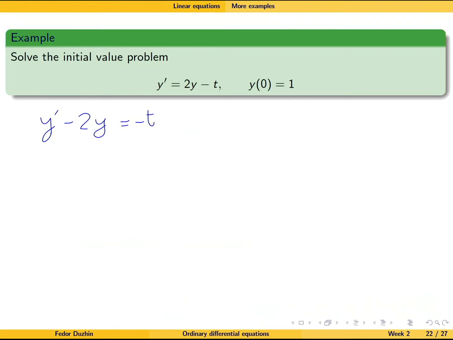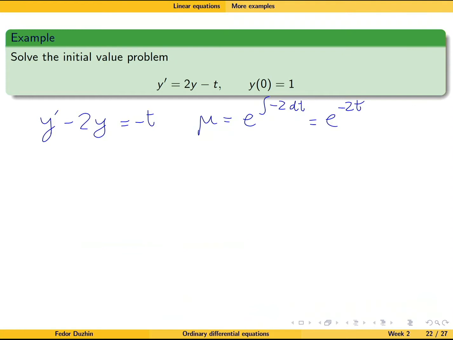Then we need to find the integrating factor. So the integrating factor is mu of t equals e to the power of the antiderivative of the coefficient at y. The coefficient at y is negative 2, dt. So the antiderivative of negative 2 is negative 2t. So the integrating factor is e to the negative 2t.